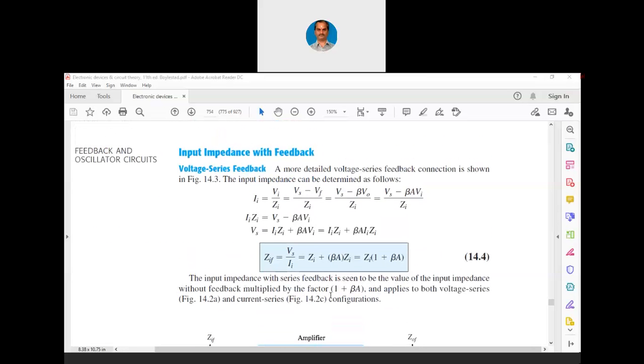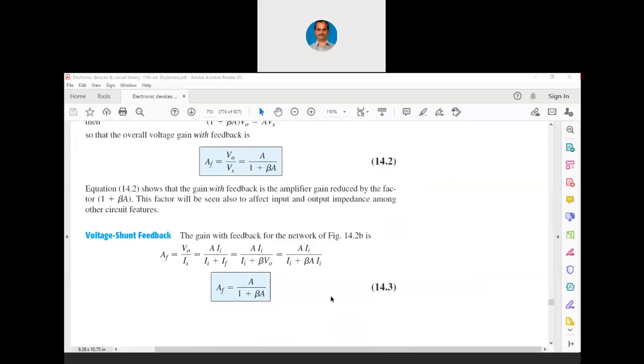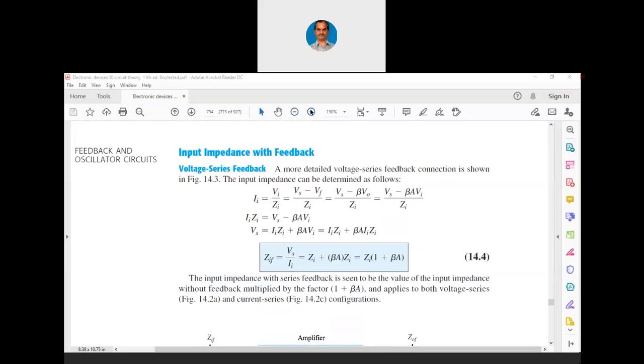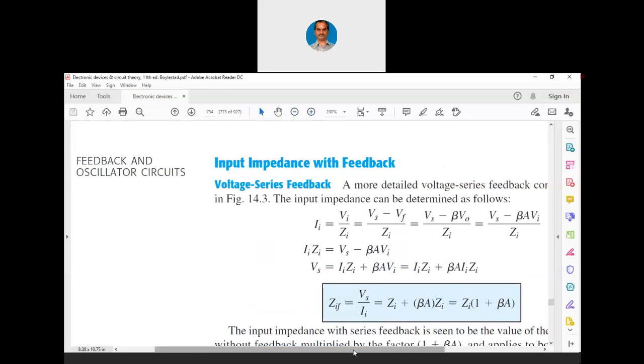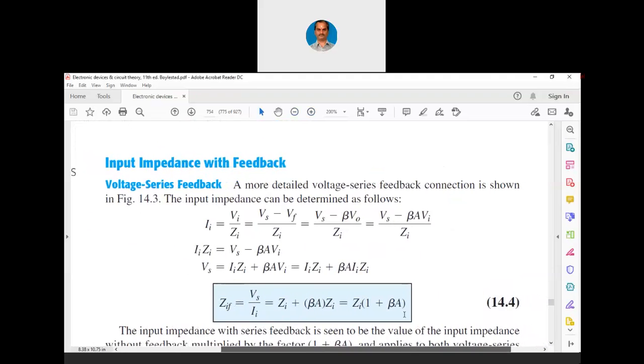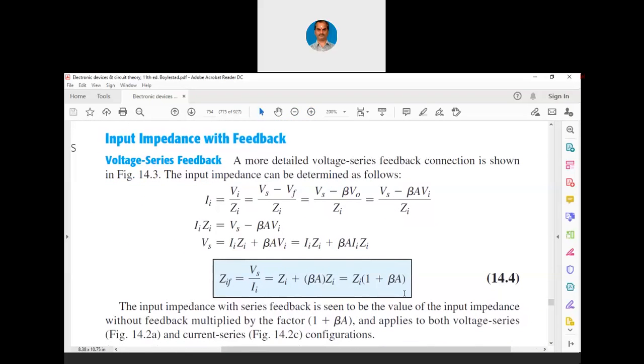Let us see the derivation now for input impedance. So now input impedance with feedback. First let us see voltage series feedback. A more detailed voltage series feedback connection is shown in figure 4.3. That figure I will go back to later. Now the input impedance can be determined as follows. Ii equals Vi by Zi. Input current is equal to input voltage by input impedance.